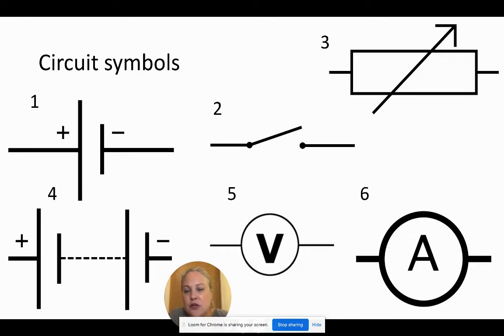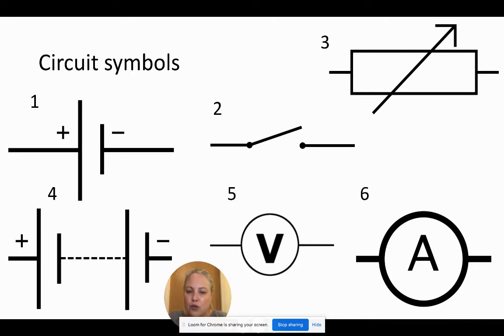Okay, so you should have had a little go at them by now and written down their names. So number 1 is a cell, not a battery, it's a cell. A battery is made up of multiple cells and that's actually number 4. Number 2, a switch. Number 3 is a variable resistor. Notice it's got the little arrow going through it, which shows it's a variable resistor. Without the arrow, it's just a resistor. A variable resistor is a resistor whose resistance we can alter. We're going to come to what resistance means in the next couple of lessons. Number 5 is a voltmeter, and number 6 is an ammeter.